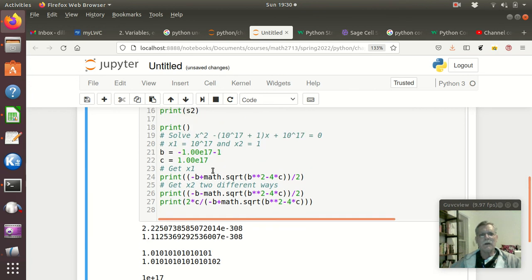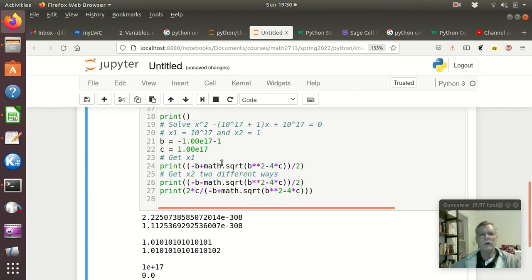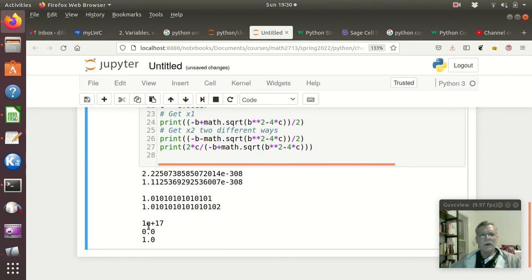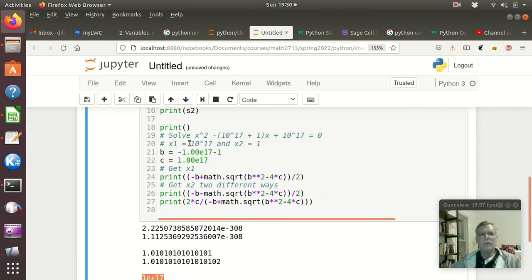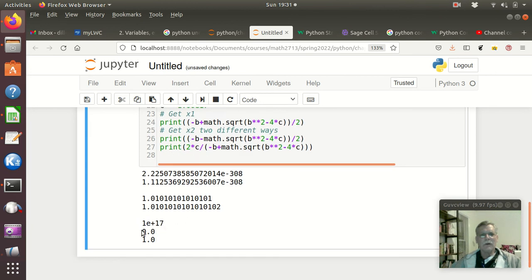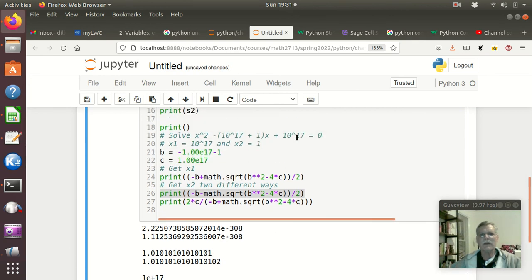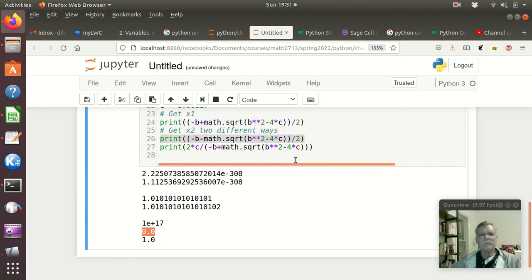And then finally, as you look at the answers for x1 and x2 for this quadratic equation that we did, the first answer, great, 10 to the 17th, just like we said it should be. But now look, if we just use the regular implementation here of the quadratic formula, it says the other one's 0, and that's not true. I mean, we know it's not true because c is not equal to 0. It's far from 0. It's 10 to the 17th. Whereas if we use this formulation, we get the right answer of 1.